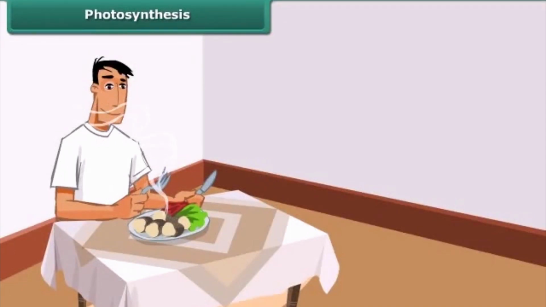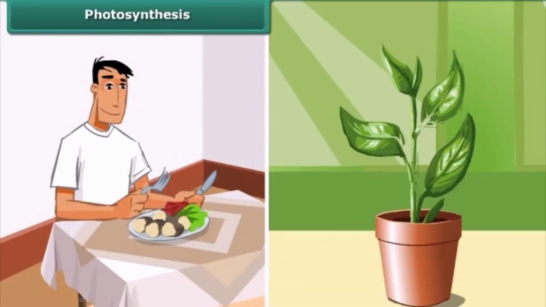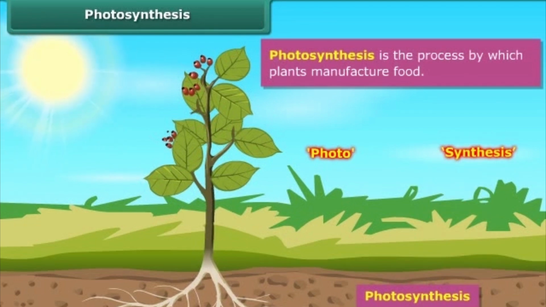Just as human beings need food to survive, plants also require food to live. Photosynthesis is the process by which plants manufacture food. The word photosynthesis is derived from two words, photo, which means light, and synthesis, which means preparation. Thus, the word photosynthesis means producing with the help of light.